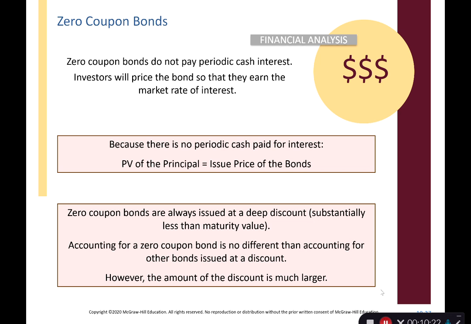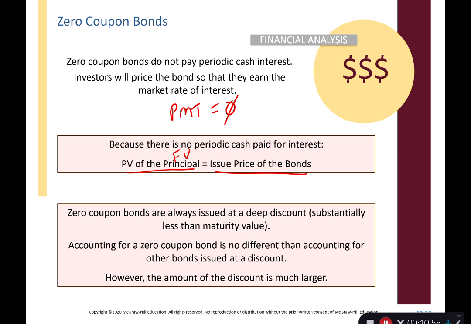So if you're trying to calculate the issue price of a zero coupon bond and we're using our calculator, PMT would be zero. That's the biggest difference because no interest is paid periodically. So our PMT is zero, which means the present value of the principal is the issue price of the bonds. That is the present value of the face value, because that's all that we would be getting. At the end of the bond's life, we get the face value back.